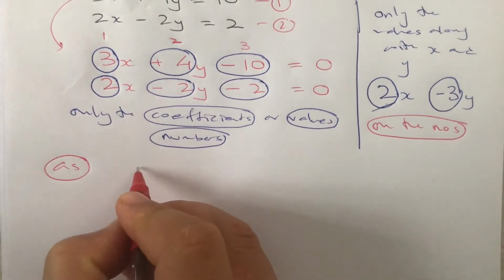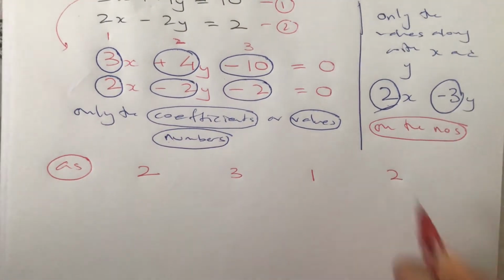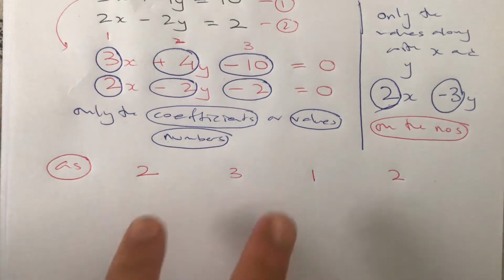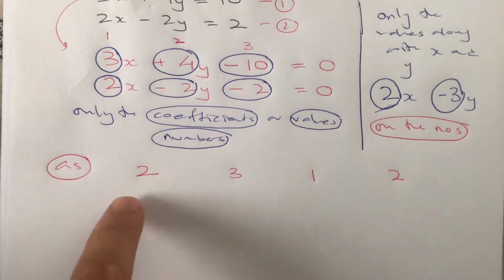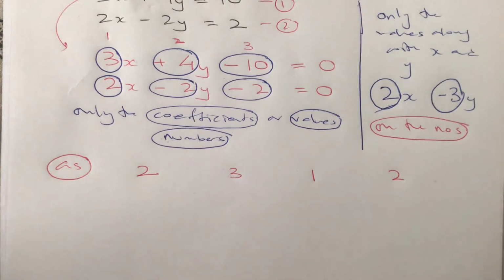I call it the 2, 3, 1, 2 method. Now why am I calling it a 2, 3, 1, 2? Because these numbers stand for the columns. So I'm talking about column 2, column 3, column 1, column 2. Now what do I mean by this? It is this one.